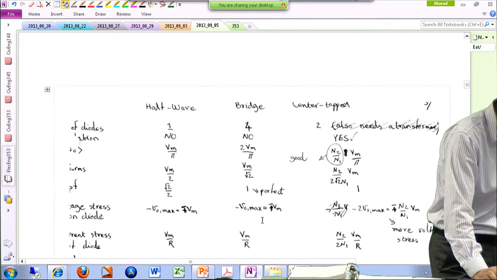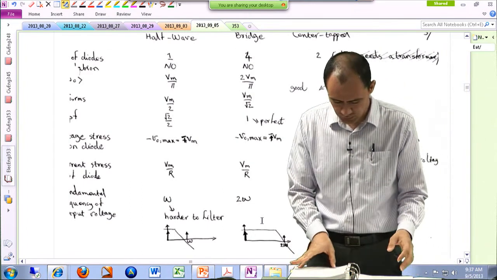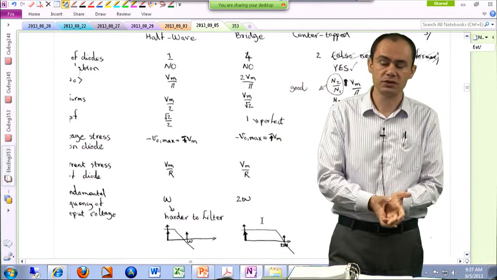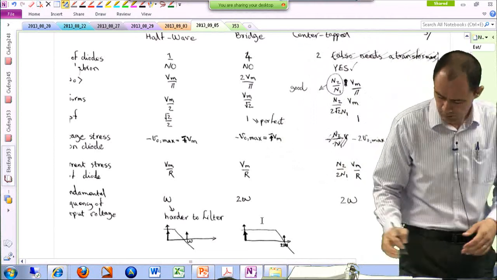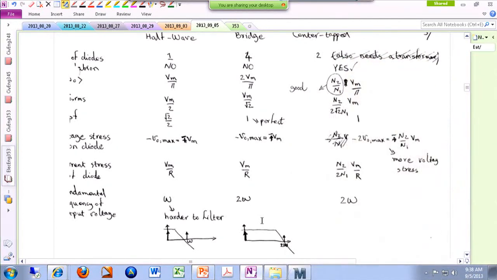Which, by the way, reminds me, before even getting there, I have a table over here which compares a half-wave rectifier versus a bridge rectifier versus a center tap rectifier. So let's just go through this table. Row number 1 is the number of diodes.